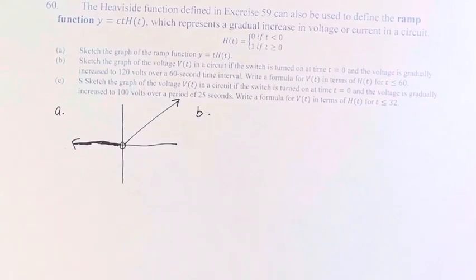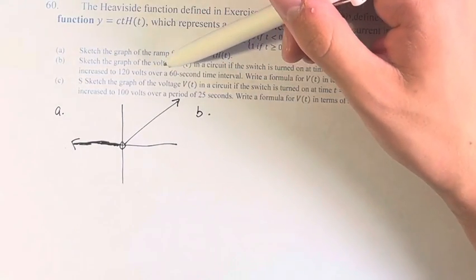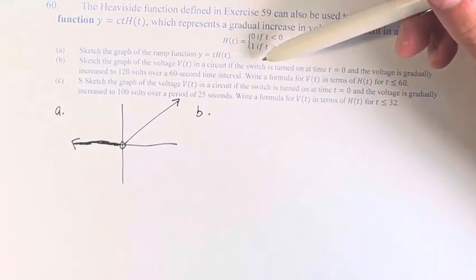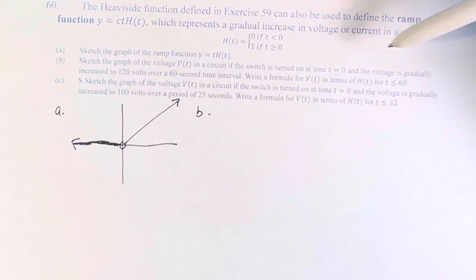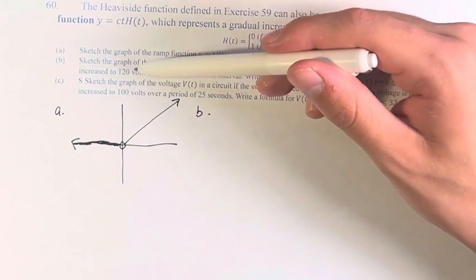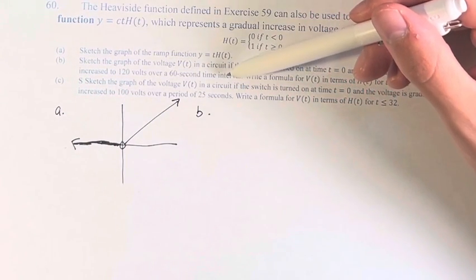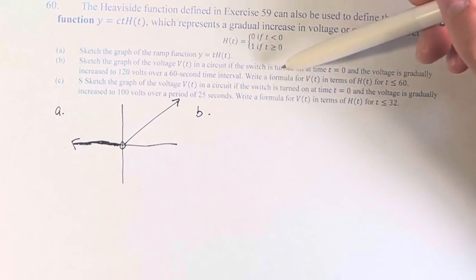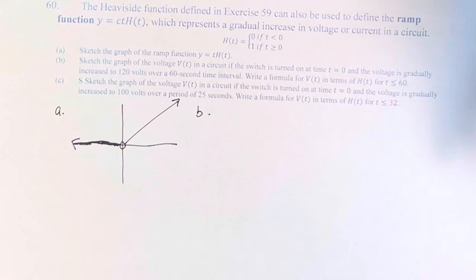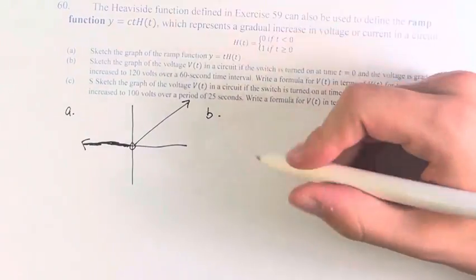For part B, we're asked to sketch the graph of the voltage v of t in a circuit if the switch is turned on at time t is equal to 0 and the voltage is gradually increased to 120 volts over a 60-second time interval. And we're asked to write a formula v of t in terms of h of t for t is less than or equal to 60. So let's sketch this graph first.